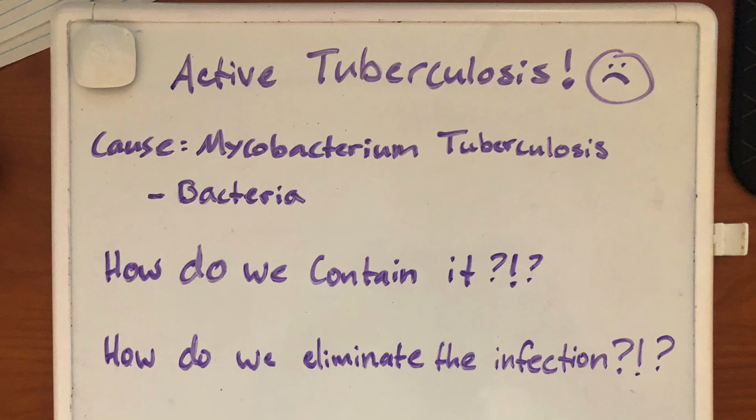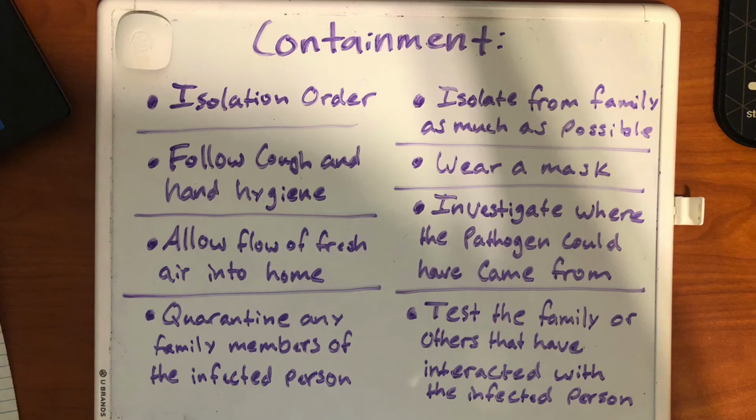Uh-oh, there's an active tuberculosis case caused by Mycobacterium tuberculosis. Don't worry though, I'll give you some options about how to contain and eliminate this infection. So first of the containment options is an isolation order for about 2 or 3 weeks so as not to spread it to the public.